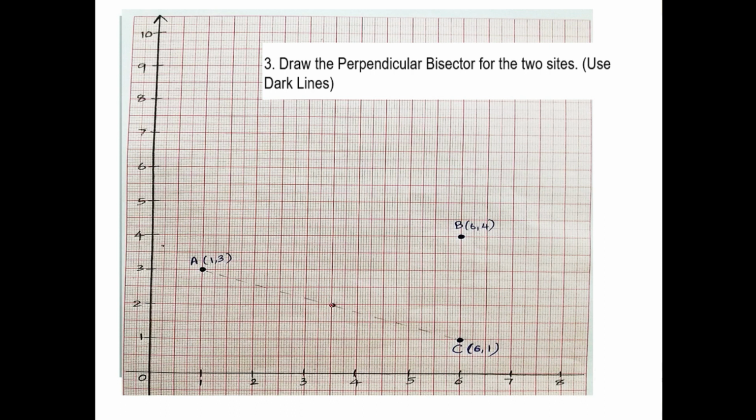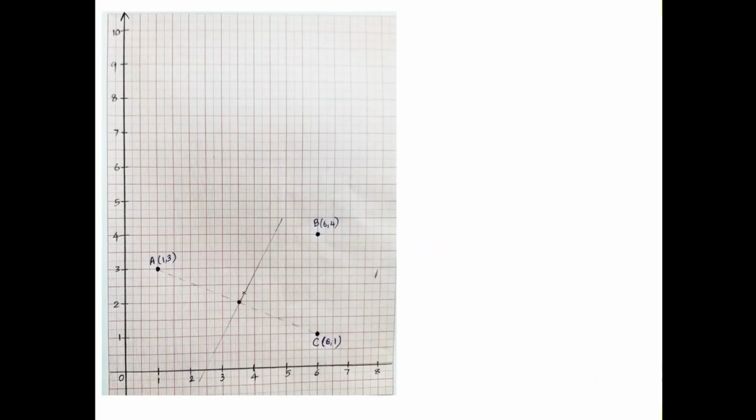I have found the midpoint using the midpoint formula, or you can use a ruler to do that, or even a compass to bisect this line. Now this is the perpendicular bisector making a 90 degree angle with this line segment AC.